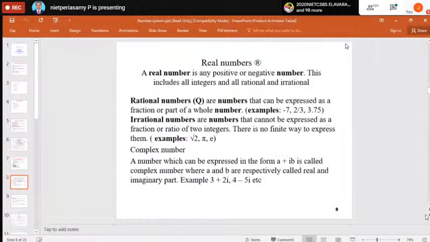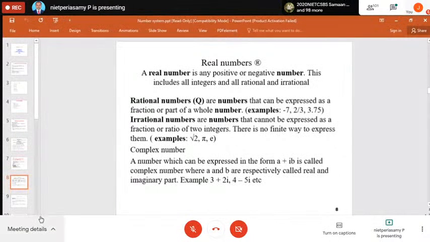Next one is real numbers. A real number is any positive or negative number. This includes all integers and all rational and irrational numbers. Below that we give the definition of a rational number. Rational numbers are numbers that can be expressed as a fraction or part of a whole number. Examples: -7 is one example of a rational number, 2/3 is another, and 3.75 is also another example.